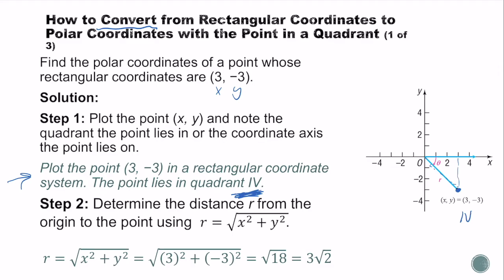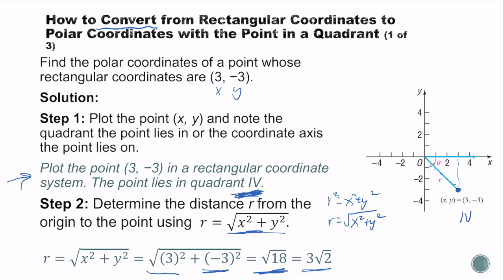Our hypotenuse, r squared equals x squared plus y squared. So r is going to equal the square root of x squared plus y squared. So I'm going to take the square root of 3 squared plus negative 3 squared. That gives me the square root of 18. So r is 3 square root of 2.